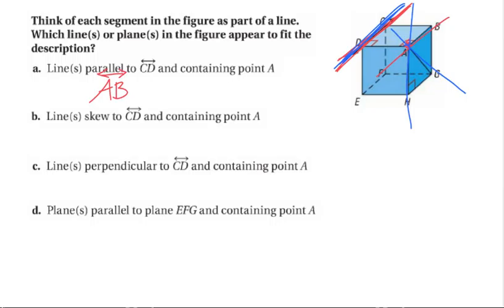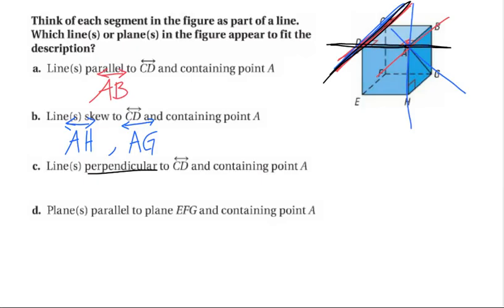The next one is we want to find the line that's perpendicular to line CD. Remember, perpendicular means we need to see the right angle in the corner of it, those little boxes. And it also goes through point A. So the only one that will happen is right across here. So AD is the only line that's perpendicular to CD.